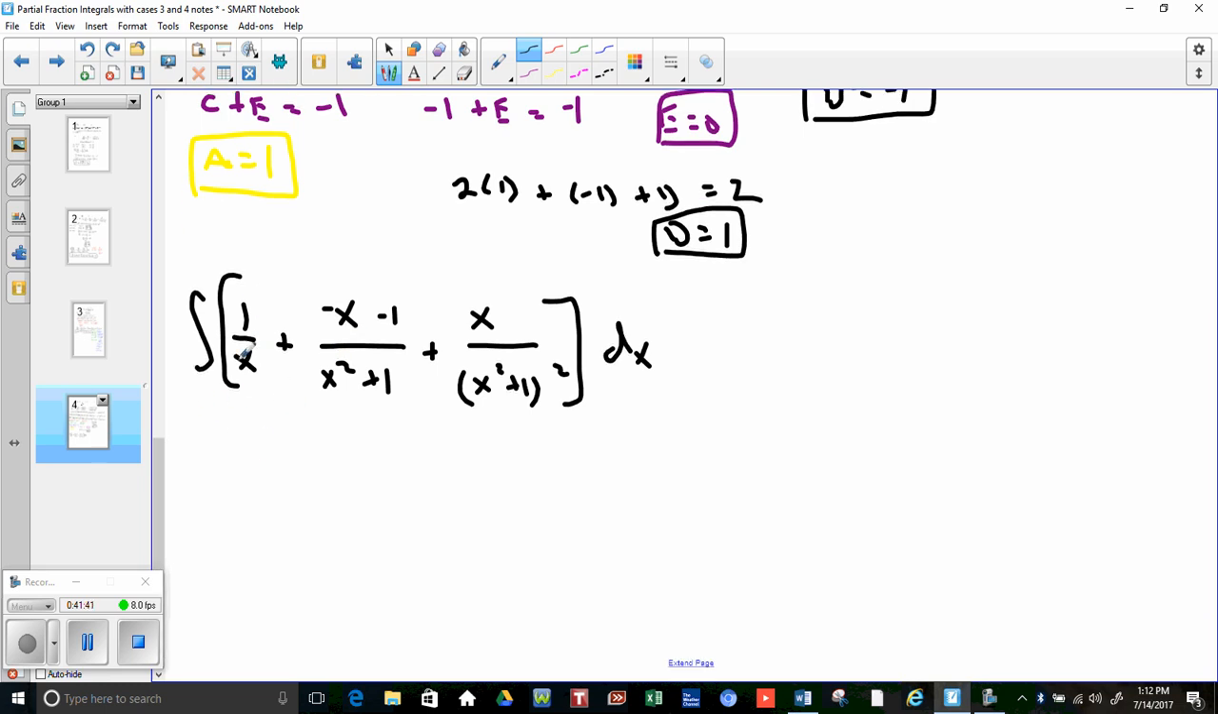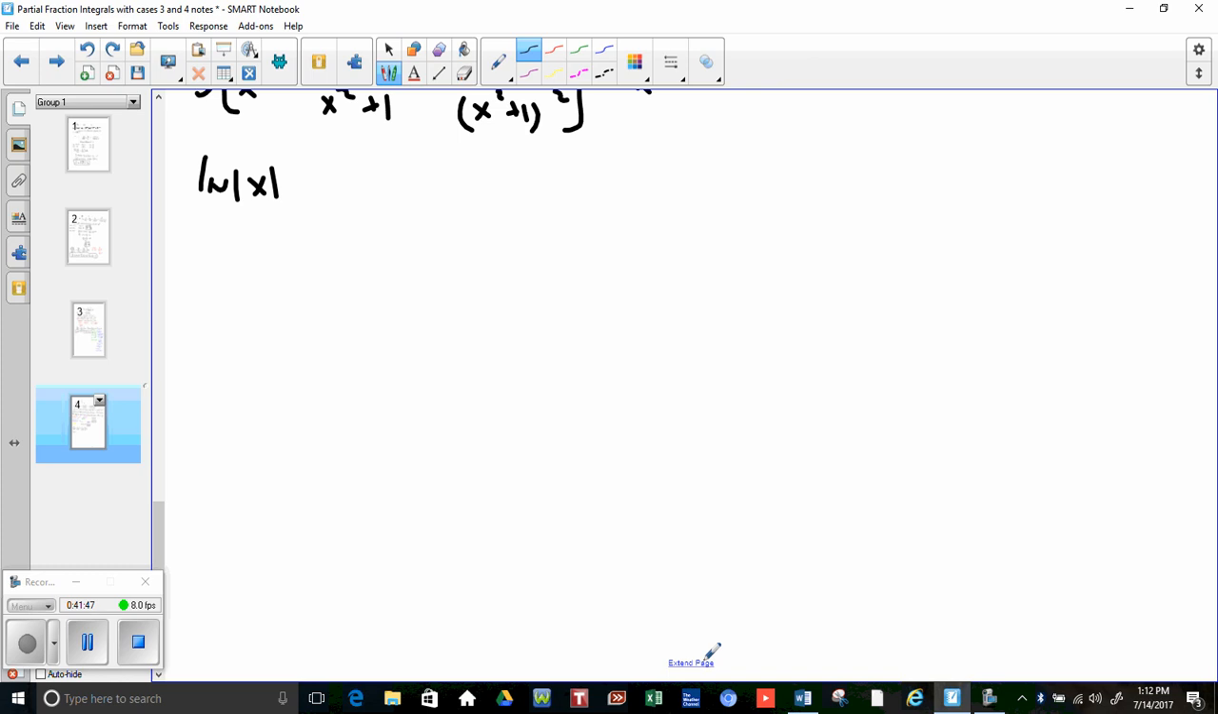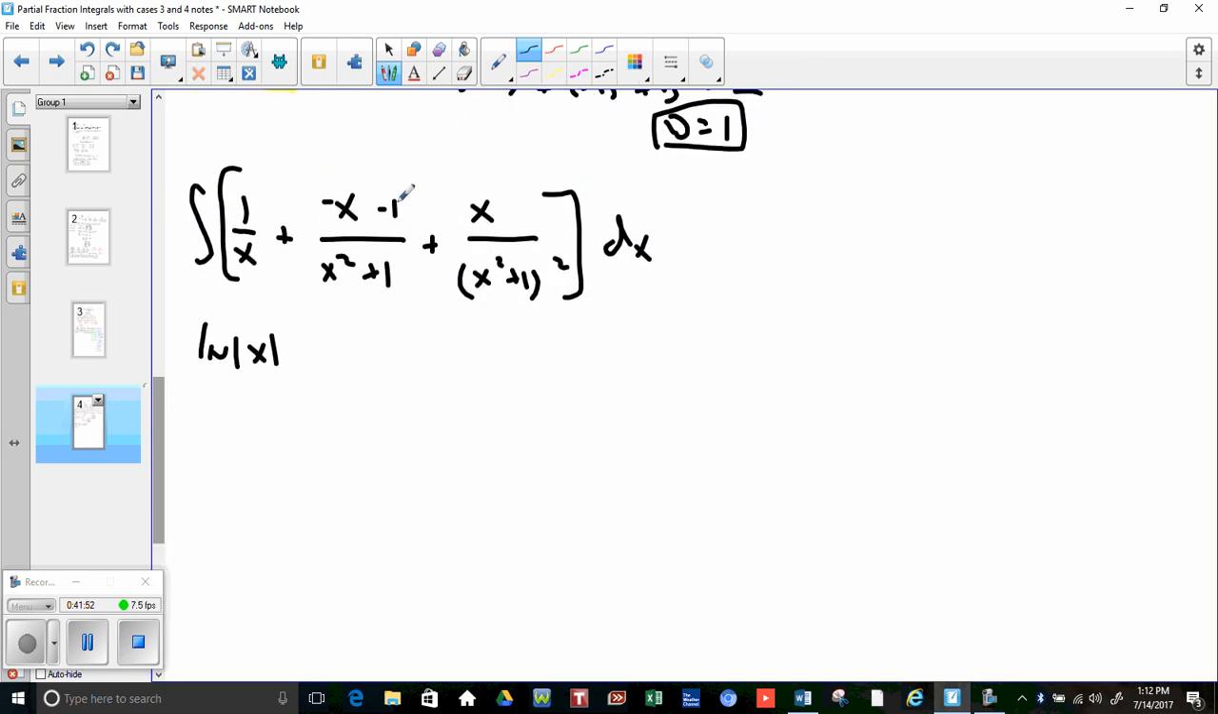All right, antiderivative of 1 over x, natural log, absolute value of x. I already know I'm going to extend this, so I'm going to extend my page here a little bit and come back. This one we have to split. Integral -x over x squared plus 1 dx. That's a straightforward u sub. And then plus integral -1 over x squared plus 1.